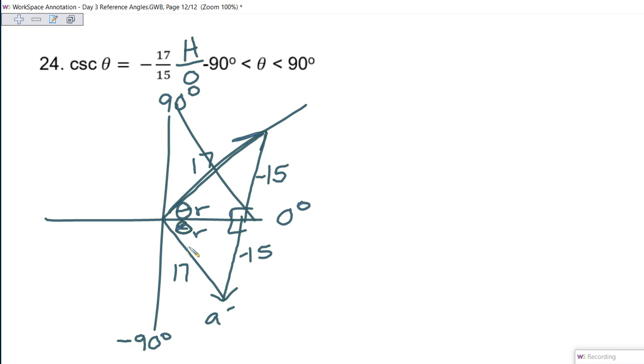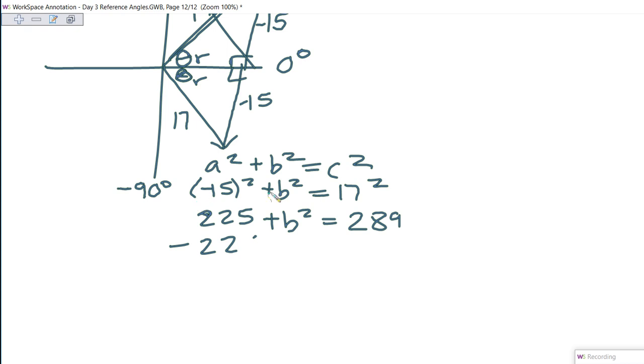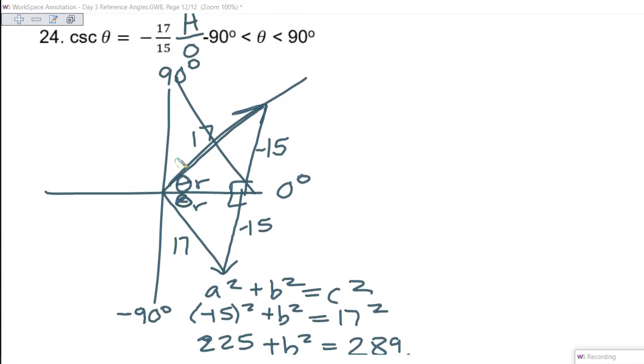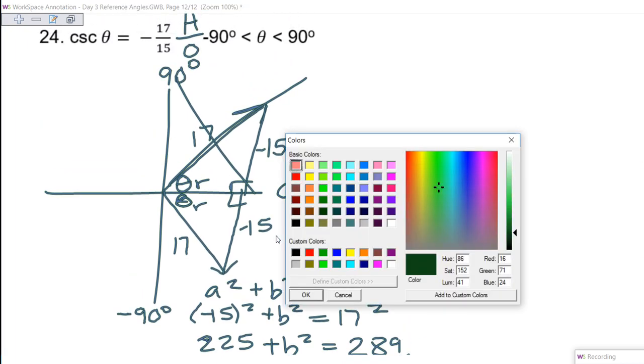So a squared plus b squared equals c squared. So this would be negative 15 squared plus b squared equals 17 squared. What's negative 15 squared? So 225 plus b squared equals what's 17 squared? 289. Subtract 225 to both sides. So b squared is 64, so that means b is 8. So would that 8 be positive or negative? Yes, it needs to be positive 8.